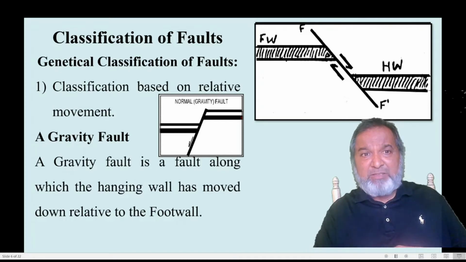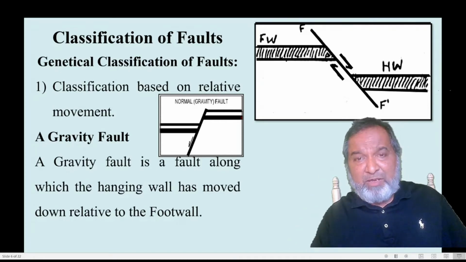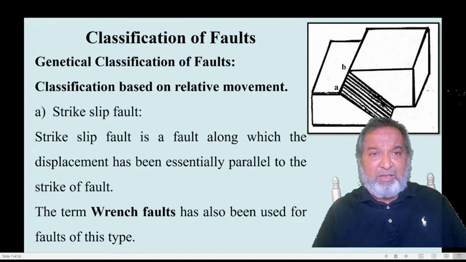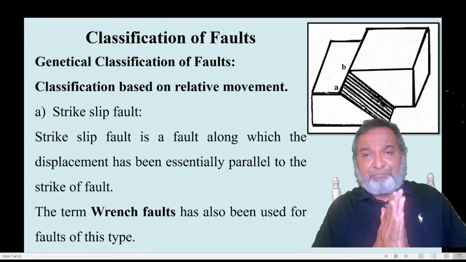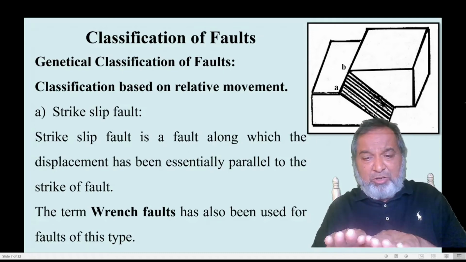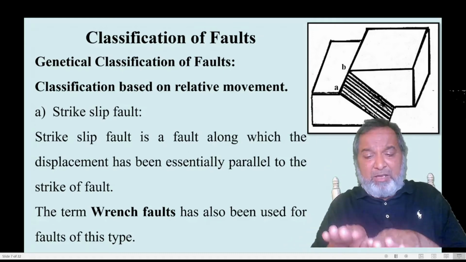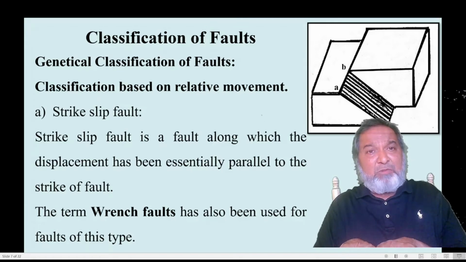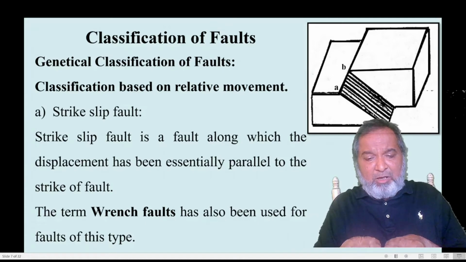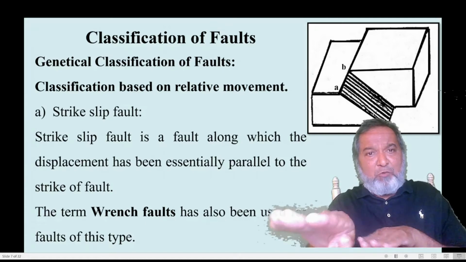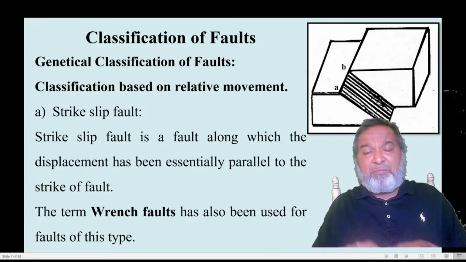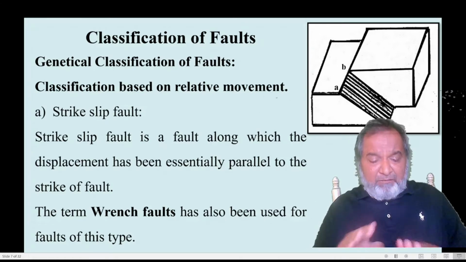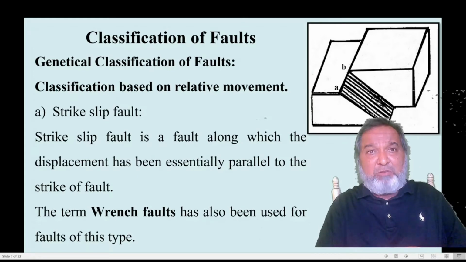So the first one we have seen is the thrust fault, and this is what we have seen is the gravity fault. The next one is the classification based on the relative movement. Here, instead of going down or up, the blocks may come forward, that is the hanging wall may come forward or the footwall may come forward, coming parallel to the strike of the fault.